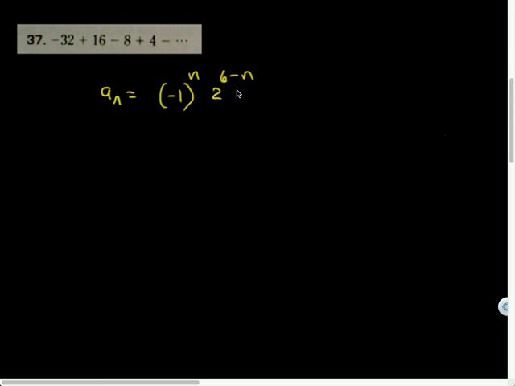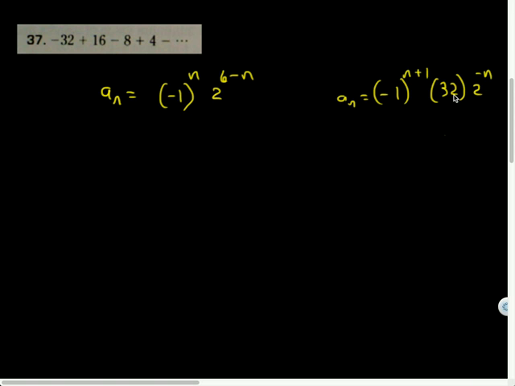Okay. The book says negative 1 to the n plus 1 times 32 over 2 to the n, where n starts at 0. Oh. Well, or I could make that just 2 to the negative n, I suppose. Yeah, there's definitely more ways to do it.